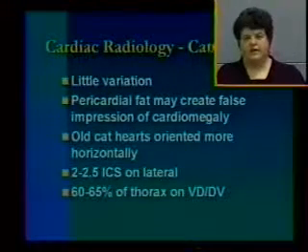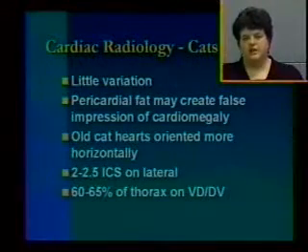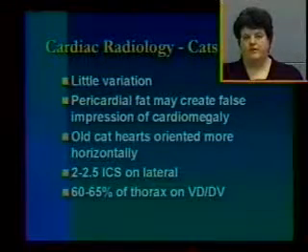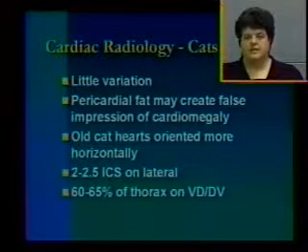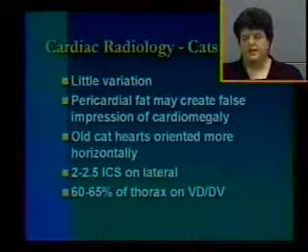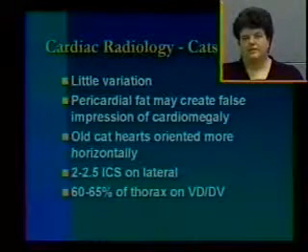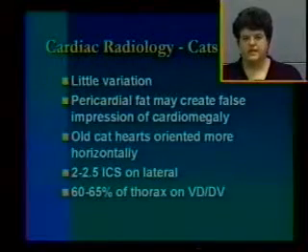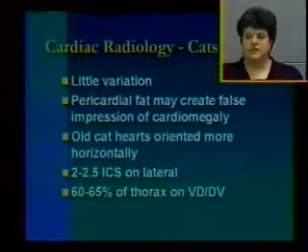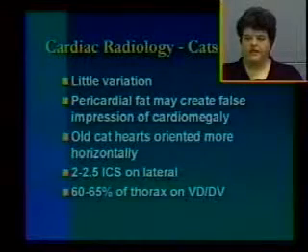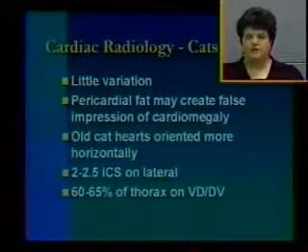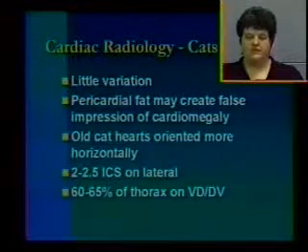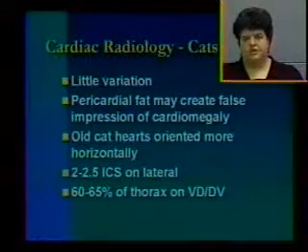Cats, on the other hand, are a little bit easier. There's very little variation in their size, so there's very little variation in their cardiac appearance. Two things that can actually change how you evaluate cat hearts is, one, pericardial fat, especially in our sedentary house cats, can give you the impression that they have cardiomegaly. And you just need to look very carefully at the edge where you can actually differentiate pericardial fat from the soft tissue of the heart.